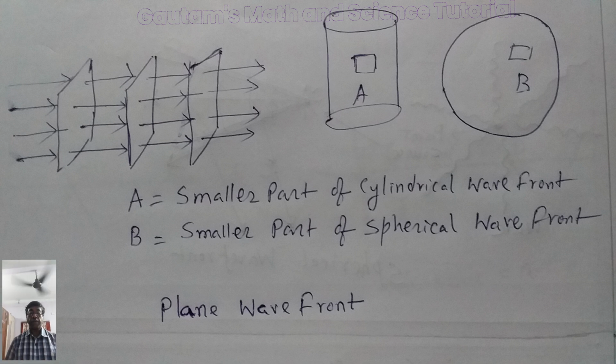Rays coming from infinity are parallel rays. If we take a small part of a cylindrical wavefront, it will look like a plane. Similarly, if we take a small part of a spherical wavefront, then it will look like a plane. So if this kind of wavefront, A or B, is coming from a very large distance, it appears as a plane wavefront.